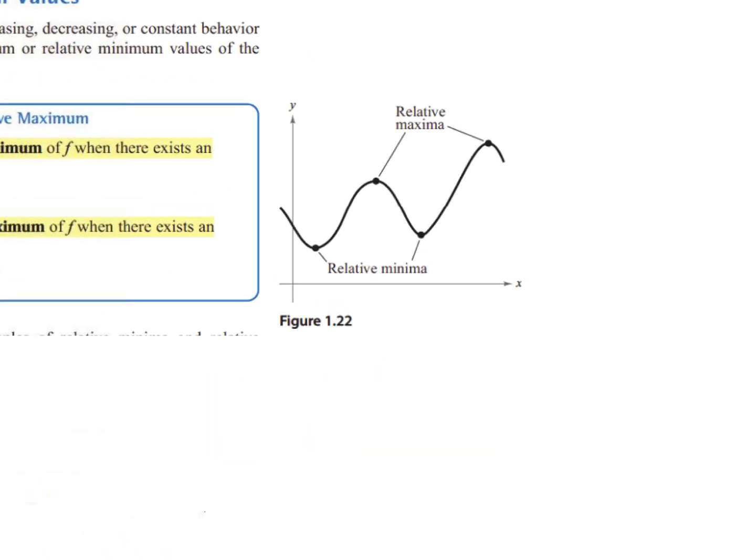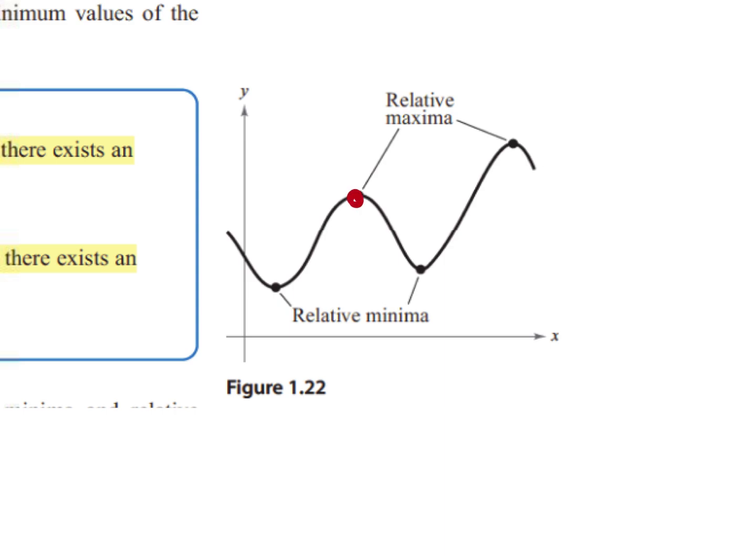Relative minimum and maximum values. So relative maximum, you can kind of think about it as like peaks and valleys. So the highest point when you're increasing and then decreasing, so the peak of a mountain, would be relative maximum. The valleys, so when you're decreasing and then increasing, would be your relative minimum. So relative maximum, it's not just the highest point of the graph, it's where you have that peak of the mountain. It's like the tippy top of a mountain. Same with the relative minimum. It's not the absolute lowest point of the graph, it's just where you have the valley.